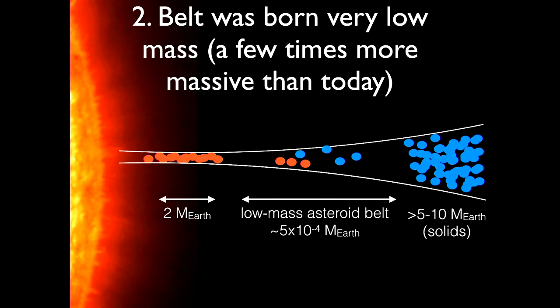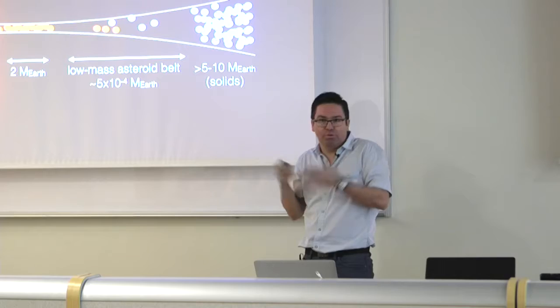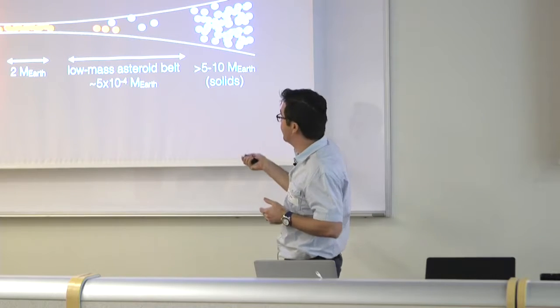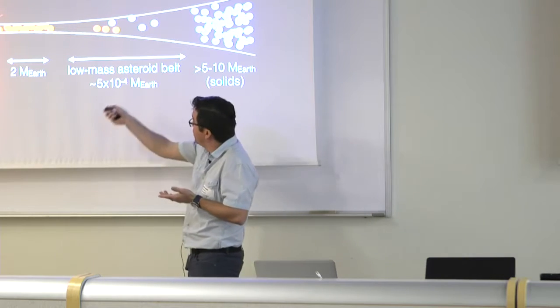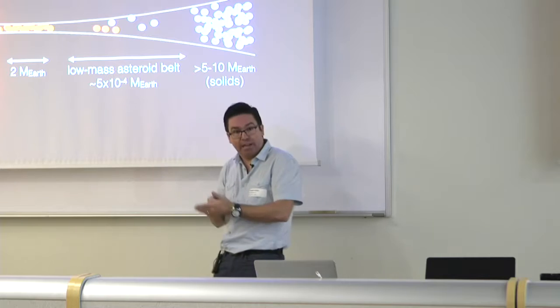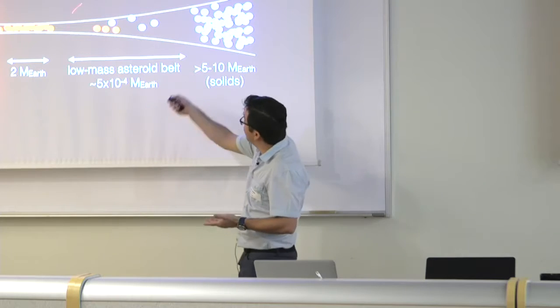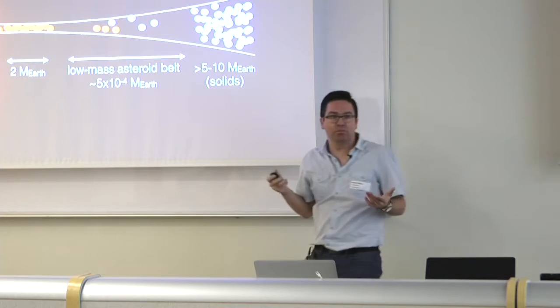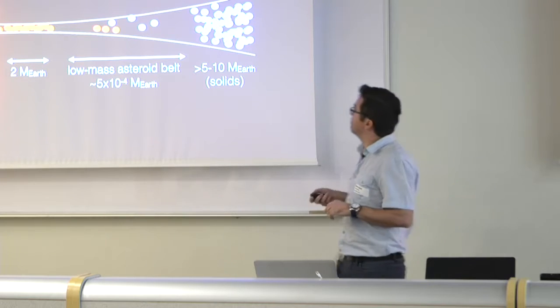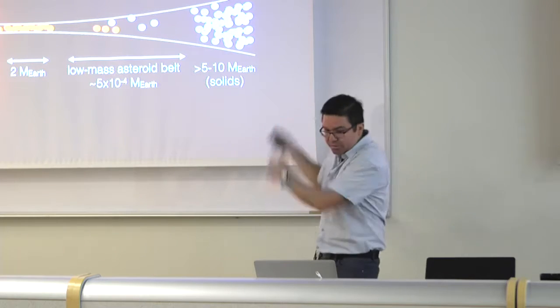So a second solution is, maybe the belt was born low mass already from the beginning. So that's the reason Mars is small. You don't have to deplete it. It was just formed with low mass. So you can have maybe 2 Earth masses of material in the inner region to form all the terrestrial planets. And then you just have a little bit of mass in the asteroid belt. So that's what we see today. And you have a lot of mass beyond a few AU.